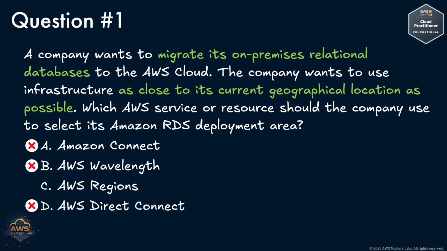That brings us to the correct answer. Option C, AWS Regions. This is the right choice, and here's why. AWS is structured into regions, which are geographically isolated areas where AWS clusters its infrastructure. When you launch an RDS instance or any AWS service, you choose the region where it will reside. This allows you to deploy infrastructure close to your physical location, reducing latency and meeting local data residency requirements. For database migrations where geographic proximity is a concern, selecting the appropriate AWS region is key. That's exactly what this question is getting at.